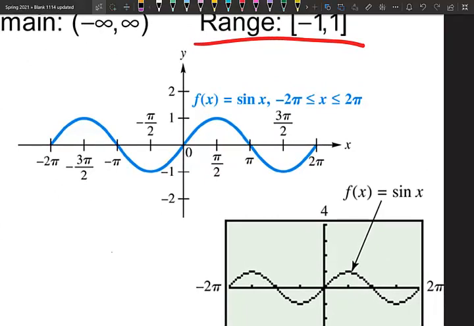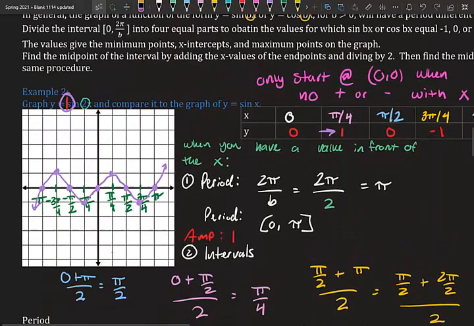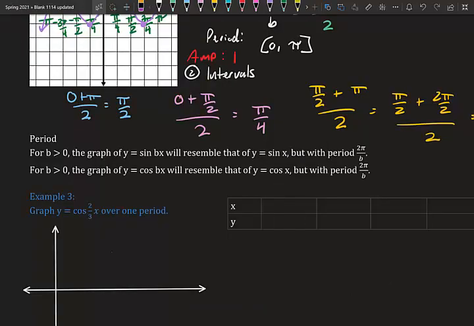You see how it's more stretched out. Like if you had a slinky, you're pulling the slinky a little bit more. But here, when we add a number in front of the x, it starts to become a little more compressed. Like you're putting the slinky together. Period. For when b is greater than 0, the graph of y equals sine bx will resemble that of y equals sine x, but with period 2 pi over b. For b greater than 0, the graph of y equals cosine bx will resemble that of y equals cosine x, but with period 2 pi over b.